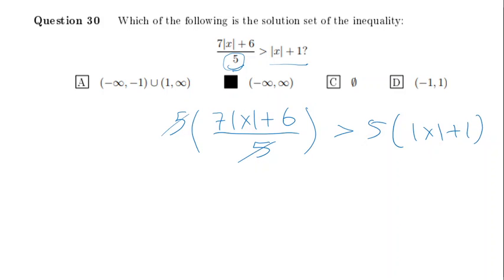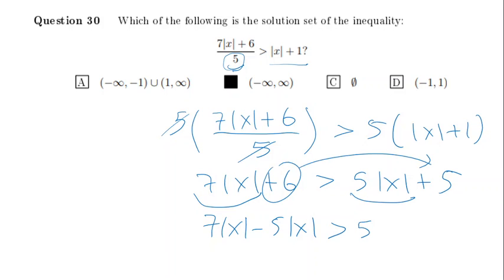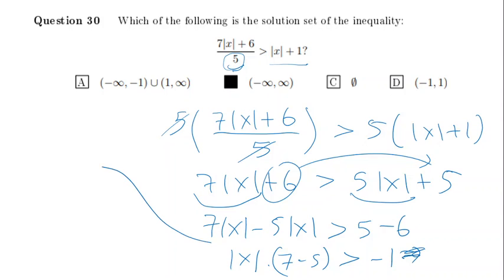And it will be 7 absolute value of x plus 6 bigger than 5 absolute value of x plus 5. And these are similar terms, so we will collect them on one side and collect the other terms on the other side. It's 5 minus 6, so it will be absolute value of x times 7 minus 5, which is 2, bigger than minus 1.